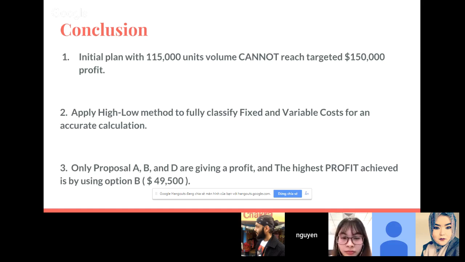Second, the initial plan with 115,000 units cannot reach the net profit of $150,000 because of its cost and expenses. And only proposals A, B, and D are giving a net profit. Original and C are giving a net negative income.